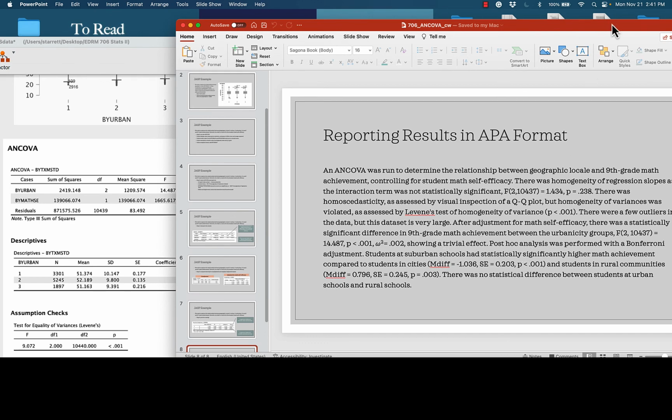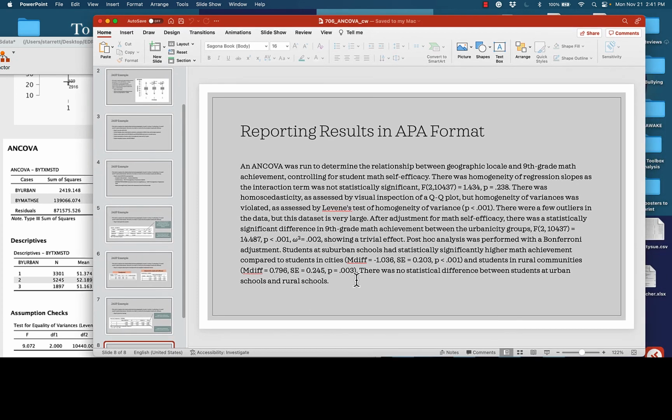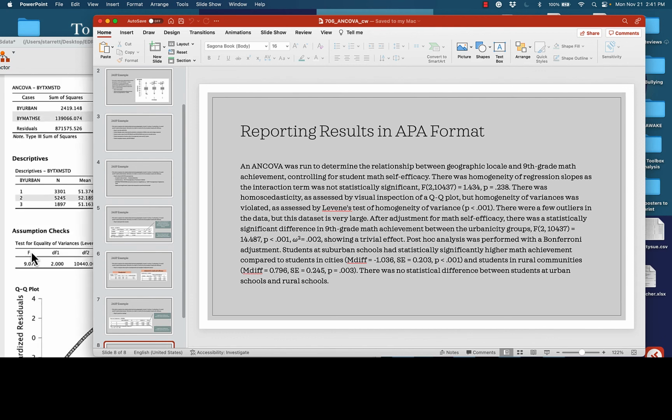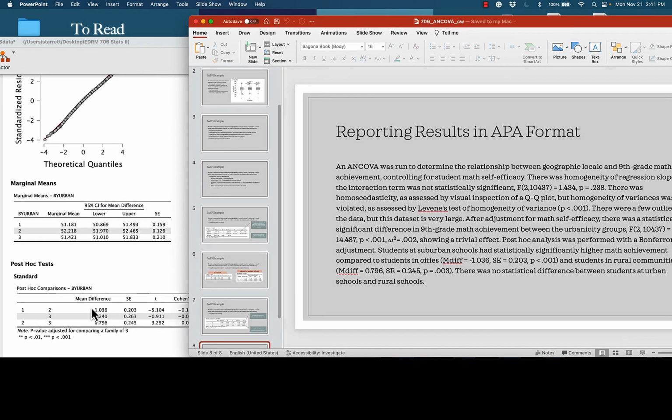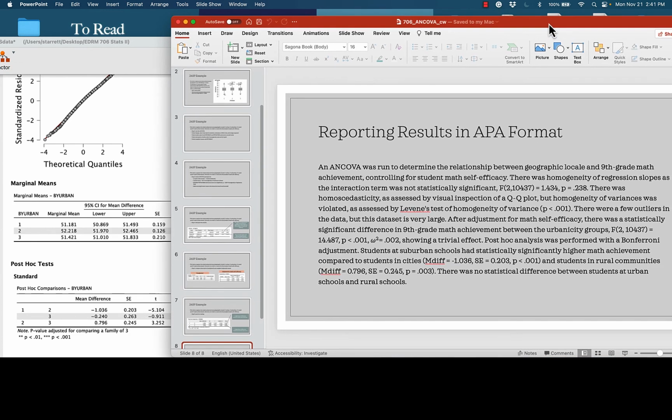Post hoc analysis was performed with a Bonferroni adjustment. Students at suburban schools had statistically significantly higher math achievement compared to students in cities, and we report that mean difference. Let's go down here to our post hoc tests. So we report the mean difference between urban and suburban of negative 1.036, the standard error of 0.203, and the p-value of less than 0.001.